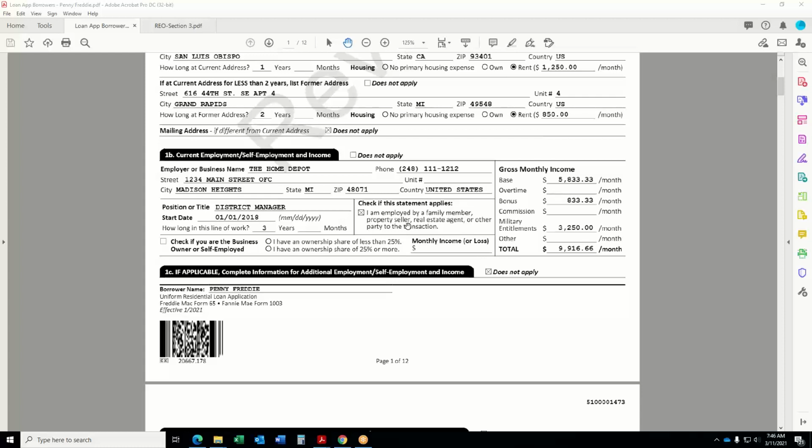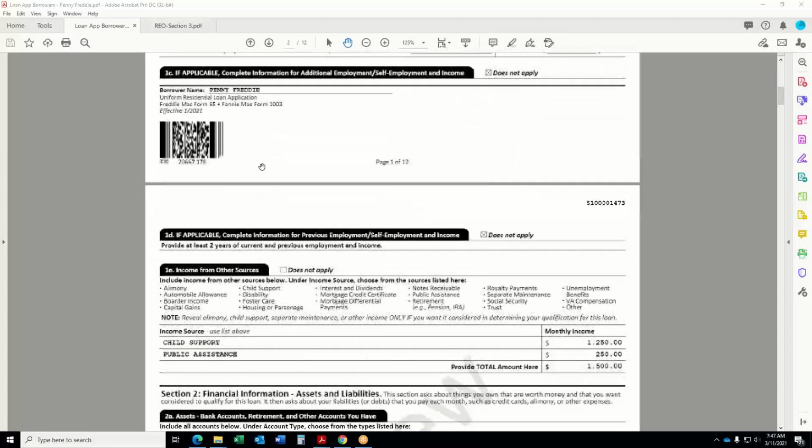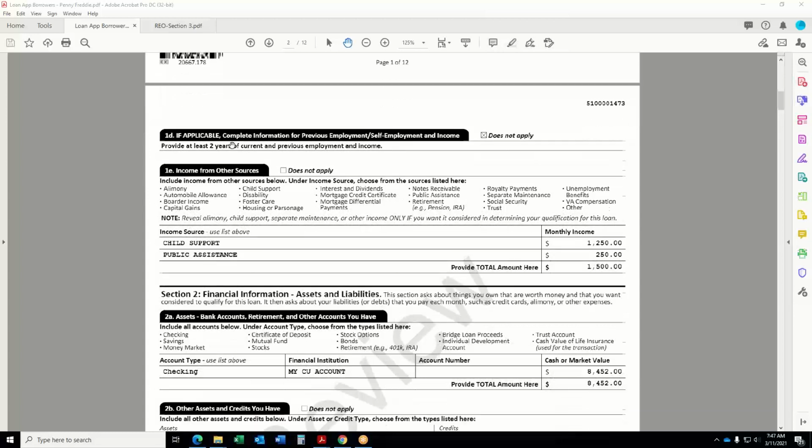If your borrower's income is derived from self-employment, you'll see when you type into the application itself, their monthly income or loss will show in this section. Their monthly gross income, if it's not from self-employment, will show on the right-hand side here. Section 1C is reserved for additional current employment or additional self-employment income. Section 1D would be reserved for previous employment information if the borrower did not provide a current 2-year history.